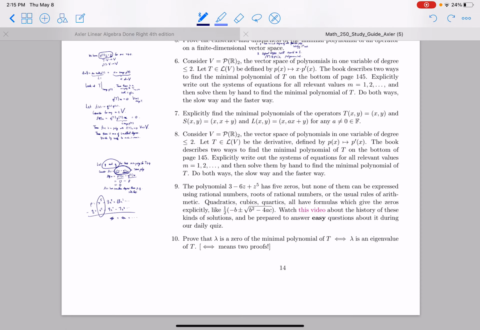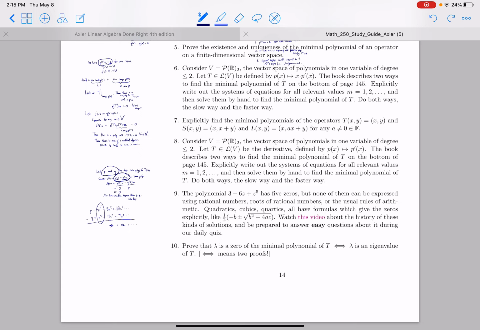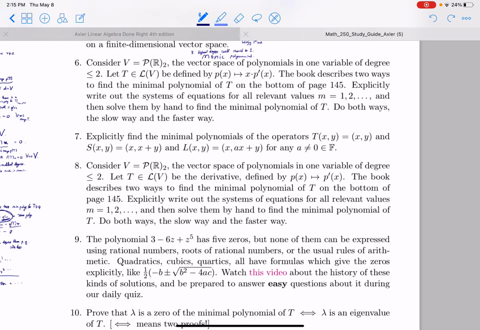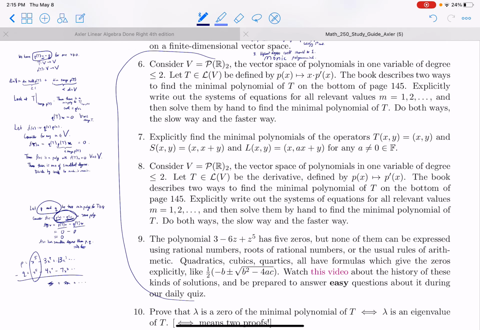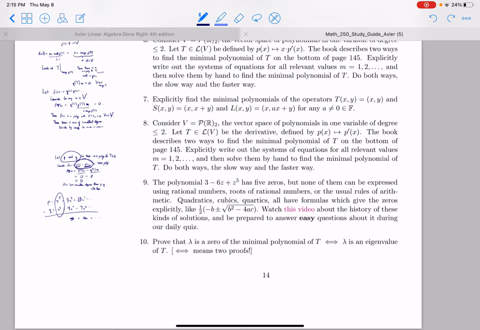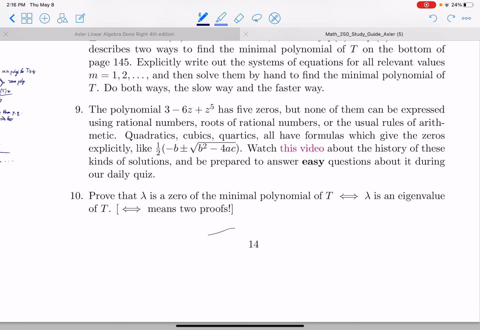Okay. All right. The next few questions here I'm going to do in a separate video about how to actually compute the minimal polynomial. Surprise, surprise, you just solve a linear system of equations for the unknown coefficients of that polynomial. Okay, but we'll do that later. Let's focus on the proof right here next.